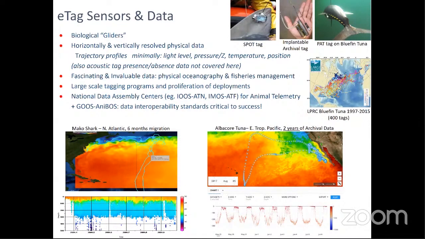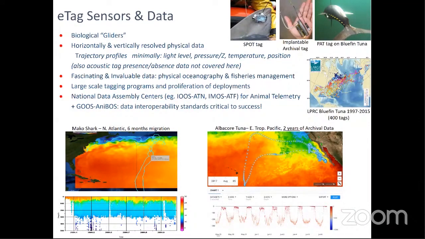And these are exceedingly fascinating data sets. These animals undertake somewhat extraordinary movements and migrations over their life histories. They're also invaluable data, both for oceanographic research and operations, but also for fisheries management, providing critical information on stock spatial structure. As a consequence, there has been a large number of tagging deployments by many different agencies and individual researchers over time.